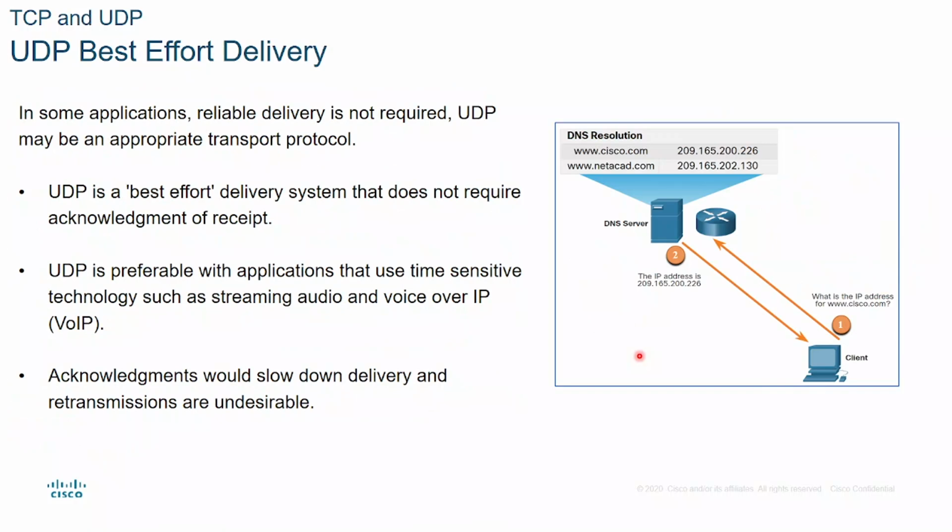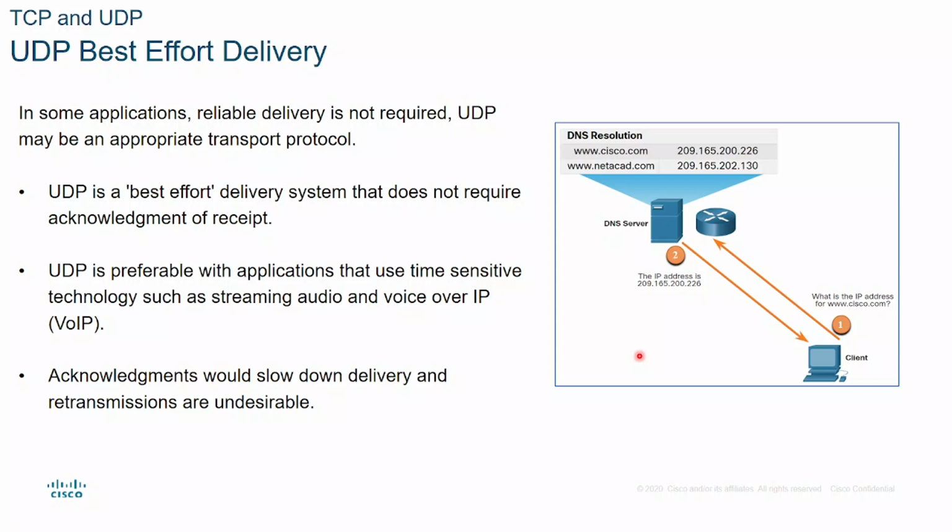In some applications, reliable delivery is not required. There's no need to verify whether the information gets to the end user or not, and that is where UDP is appropriate to use. UDP is a best effort delivery system that does not require acknowledgement of receipts. For example, when you send somebody a text message, you do not usually check whether the person has received it. You just assume the person has received the text message.